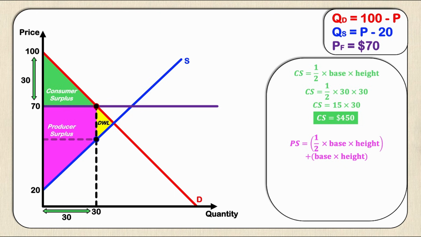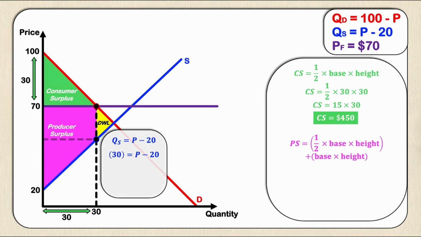Now in order to calculate those areas, I actually need this little intersection point where you see the dotted line. In order to calculate that, I'm just going to take my quantity of 30 and substitute it into the supply curve. So again, the supply equation is quantity supplied is equal to P minus 20. I'm going to substitute in 30 because that's the quantity at that particular point.